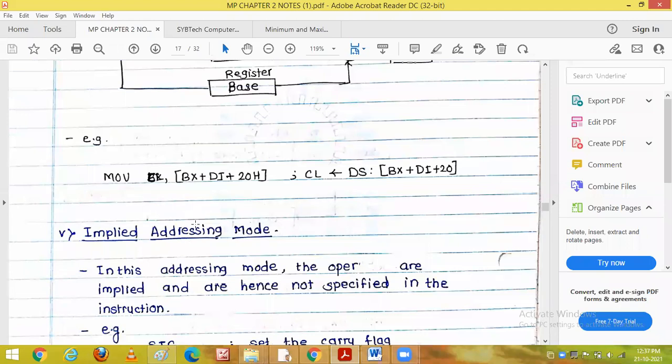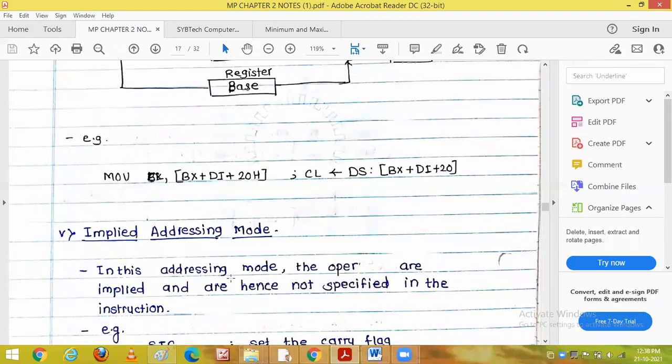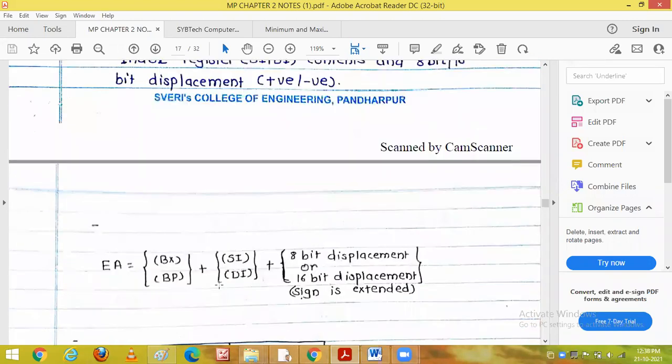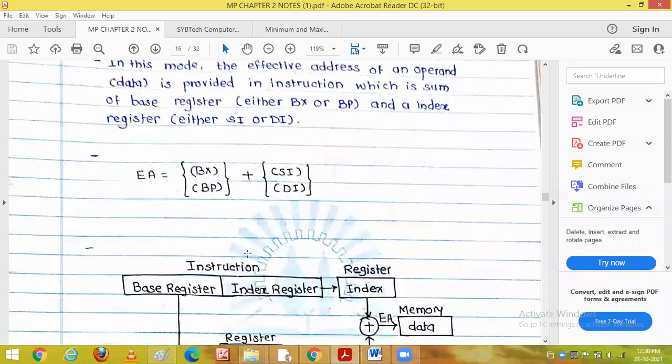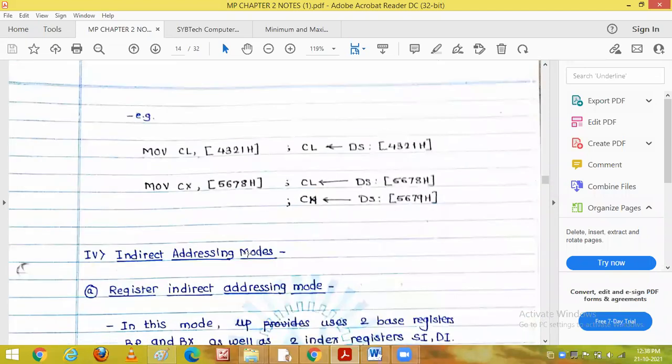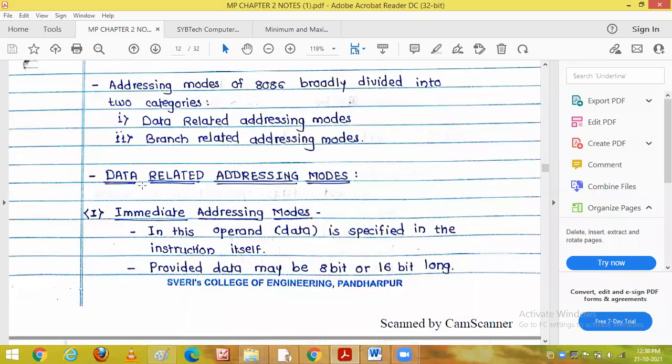So these 5 are data related addressing modes because we are going to do the manipulation of data. Okay. So totally this falls into 5 groups. What are the 5 groups? That is register addressing mode, direct addressing mode, indirect addressing mode, relative addressing mode, and implied addressing mode. So now one by one we will move through them. I will make clear notes ready for this for your easiness point of view. So in the data related addressing modes, first we will take immediate addressing mode. Immediate addressing mode means what?